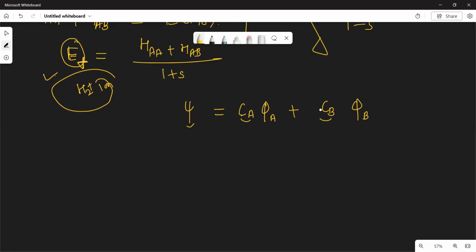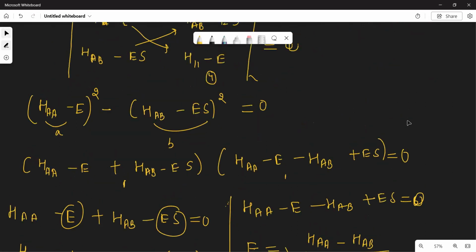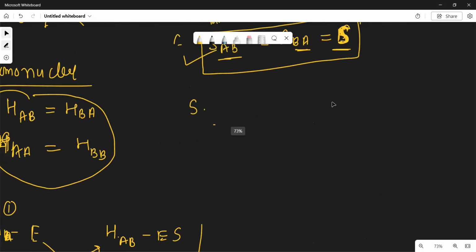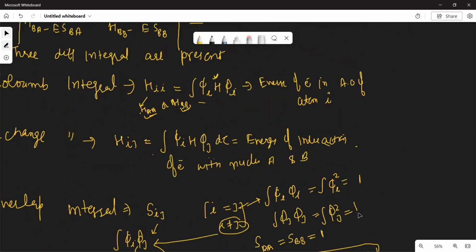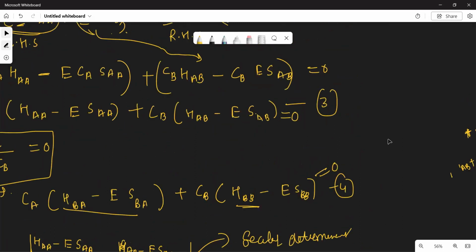To find CA and CB, we will use the E plus and E minus values, meaning the values of energy, in equation number 3 and equation number 4, that we had written earlier. Yeah, this is equation number 3. So in equation number 3, we can put the value of energy in order to get the values of CA and CB.